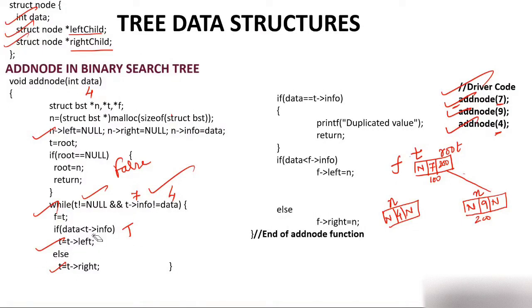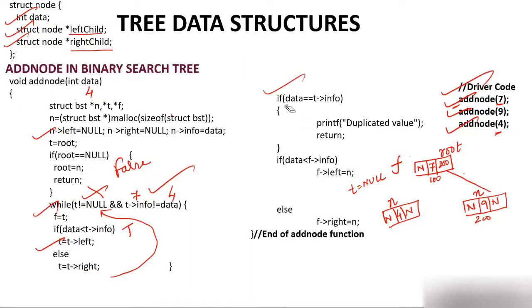T is equal to T left, because this condition becomes true. What is there in T left? Null. So the moment I execute this statement, T becomes null. So finally T again becomes null. Fine. Okay. I do not come outside; I again check this situation. Is T not null? No, T is now null. The condition is false. I come out of the loop.